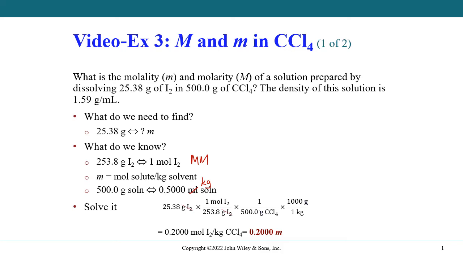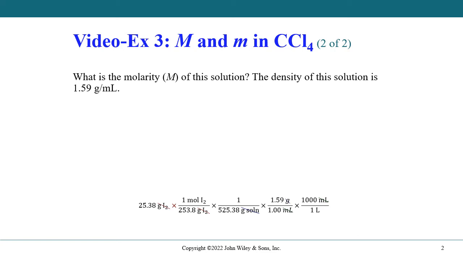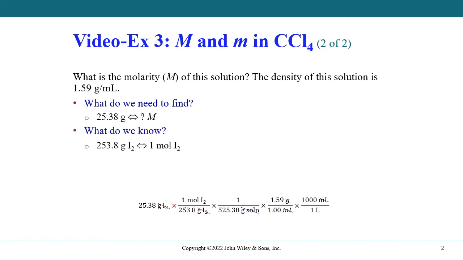So to do the molarity calculation, we have the density given to us. Remember, I've said to you in the previous example that your density is very important when calculating molarity. So we need to find the molarity from this 25.38 grams of iodine. Again, we know the molar mass. So that's the molar mass.